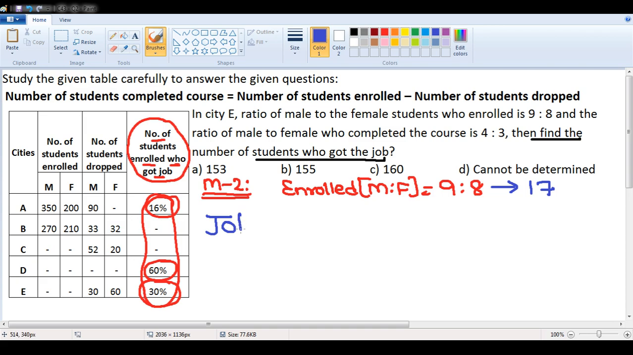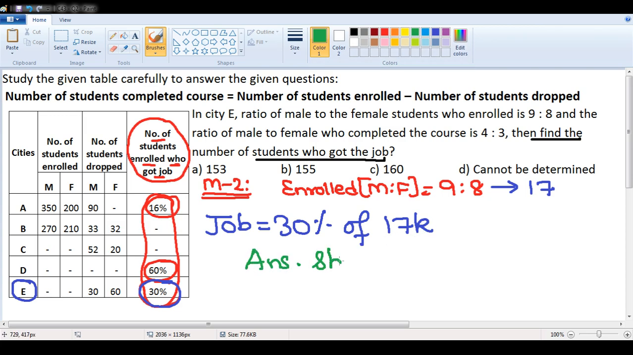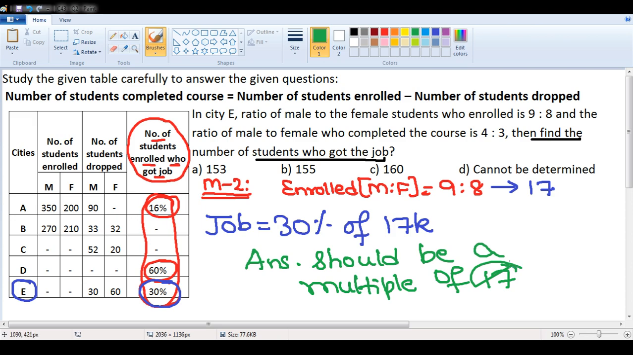So the number of people who get the job for city E is nothing but 30 percent of those 17 students, or it can be a multiple of 17 students, right? 30 percent of 17 or a multiple of 17. Can I say that the answer should be a multiple of 17, right? Answer should be a multiple of 17. Out of the given options, the only option which is a multiple of 17 is 153. Why waste all the time whatever we have solved in method 1? Answer should be a multiple of 17.